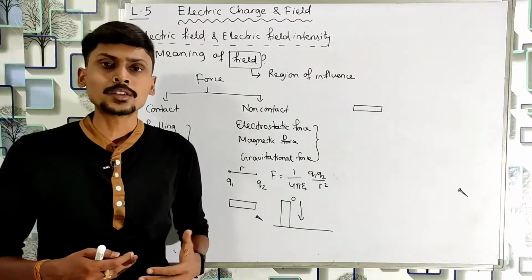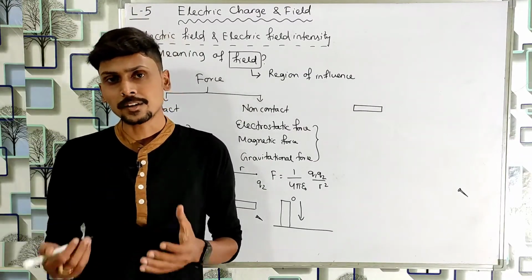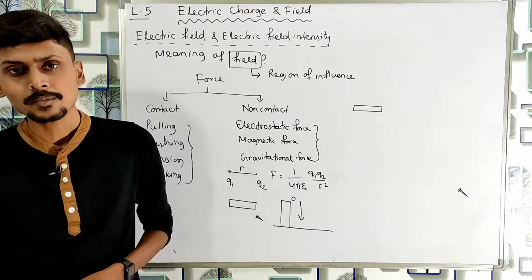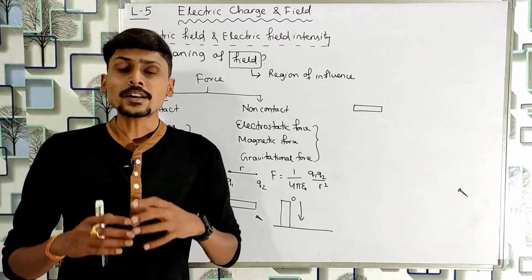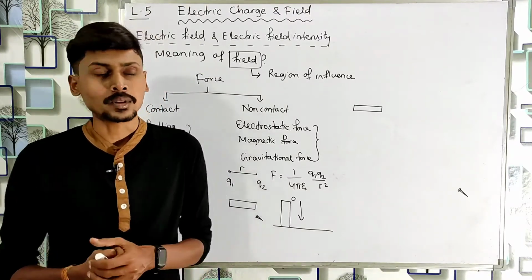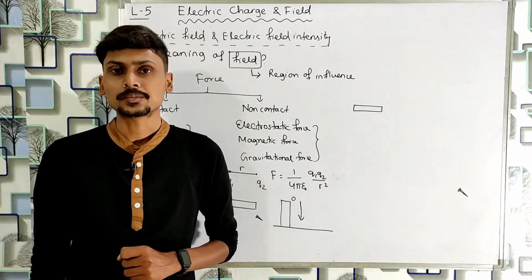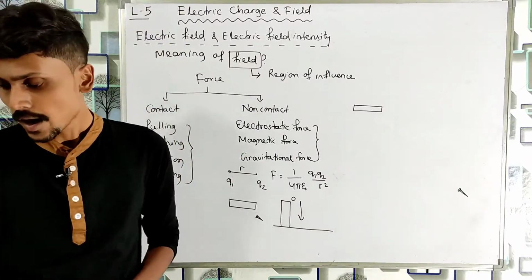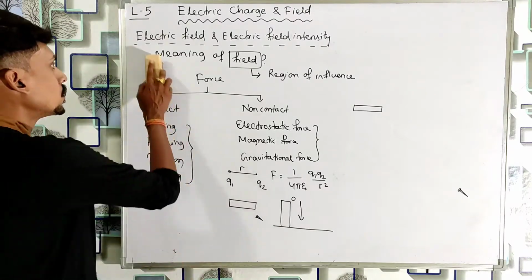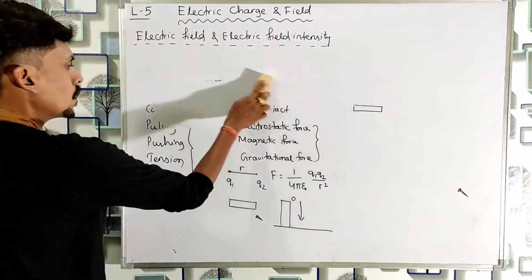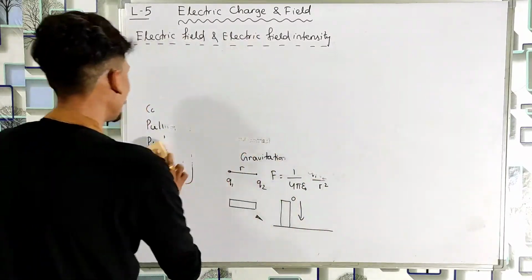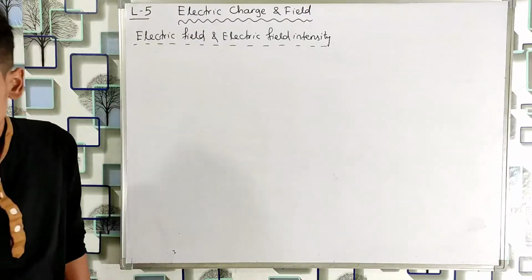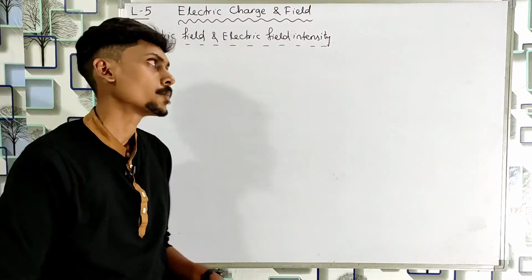If the region of influence is due to a magnet, it is known as magnetic field. If the region of influence is due to a point charge or a charged body, it is known as electric field. And if that region of influence is due to a mass, that is known as the gravitational field. Is that clear? So remember that field means the region of influence. And in this topic, we will discuss about the electric field. So I hope that you have understood what is the meaning of electric field. Electric field means it is the region of influence of a charged body.